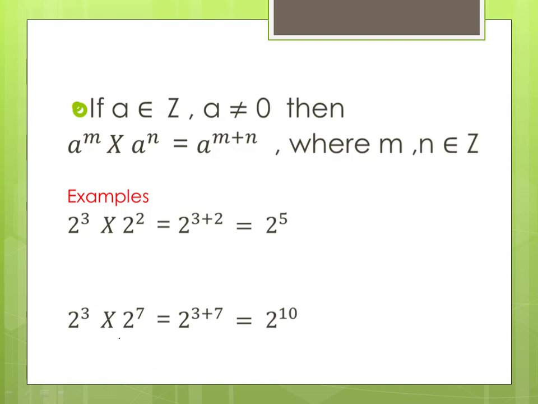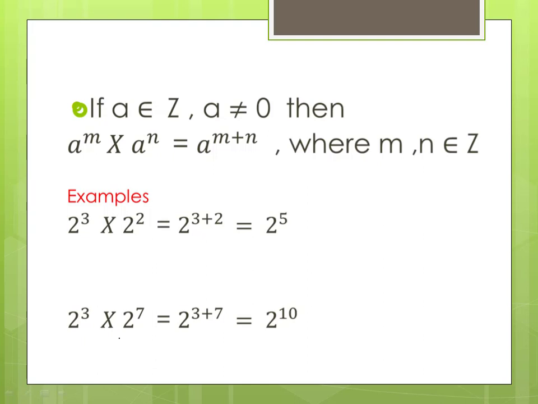Okay, let's see some rules about powers. We say powers, and we can say also repeated multiplication. So if you hear the word powers or the word repeated multiplication, you know that we make powers. Okay, if a belongs to Z and a not equals 0, then a to the power m times a to the power n equals a to the power m plus n. What does that mean? Let's see first the example.